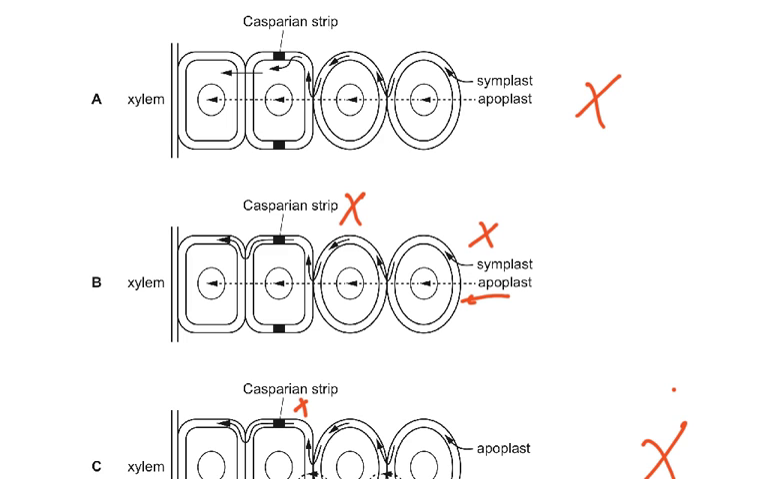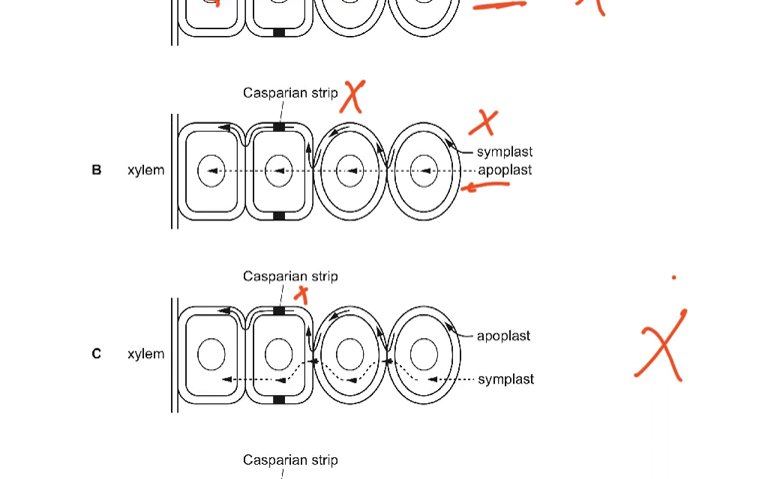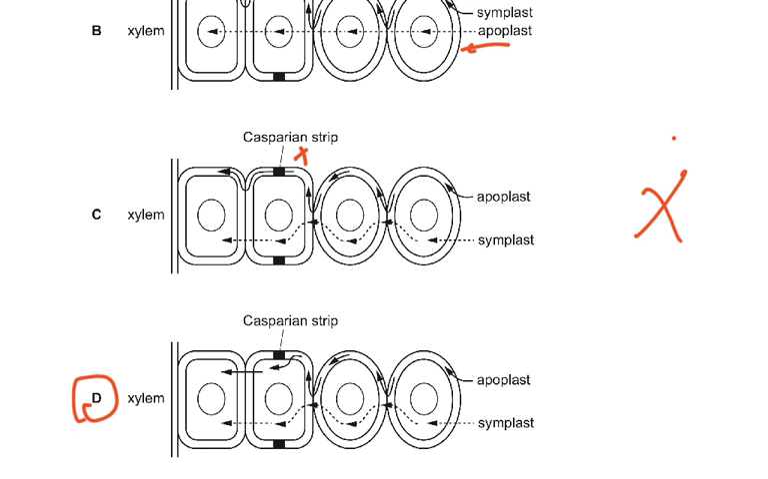Why is A wrong? Apoplast is not through cytoplasm to cytoplasm. It is along the cell wall or through the cell wall. So that is why these are wrong and the answer is D.